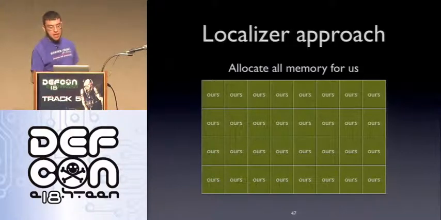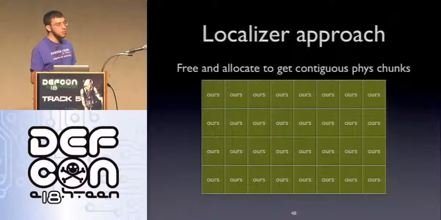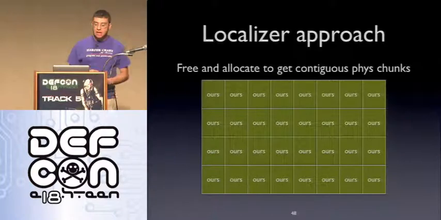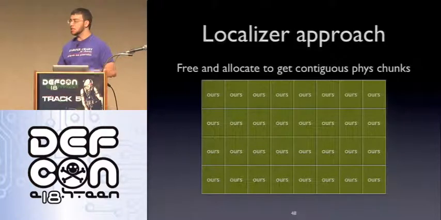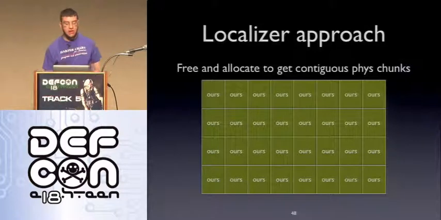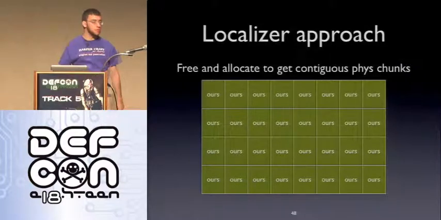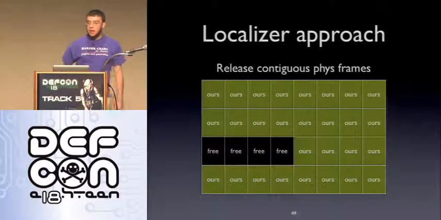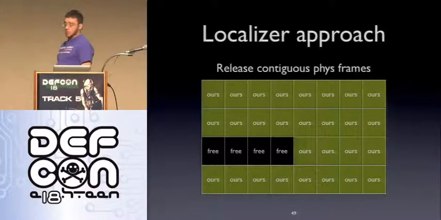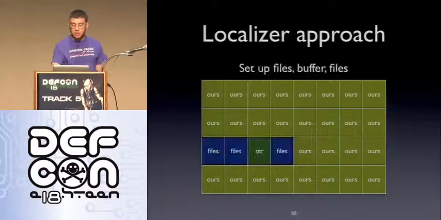So everything gets paged out, and we're going to do our little free and allocate dance to make that all contiguous. You couldn't really see a change there, but now the frame allocator has those all kind of lined up such that if we free 4 in a row, then we get 4 physical free frames in a row. So what are we going to do next? We're going to set up our file.